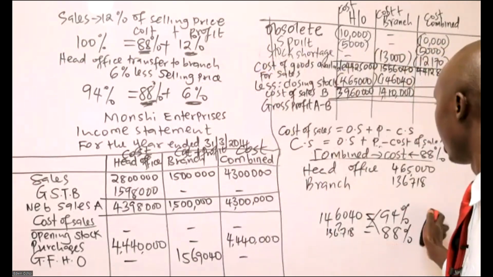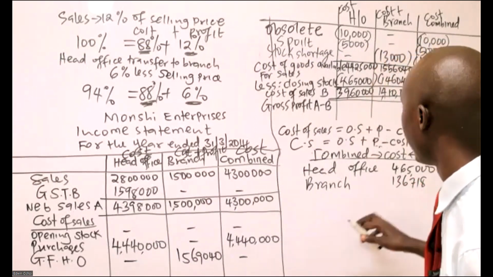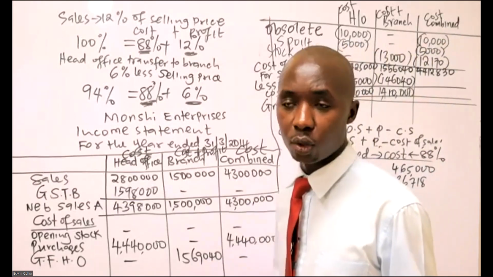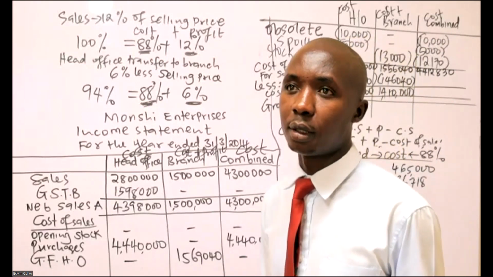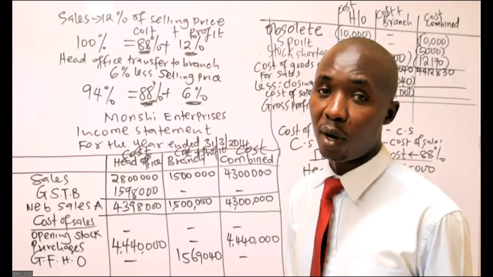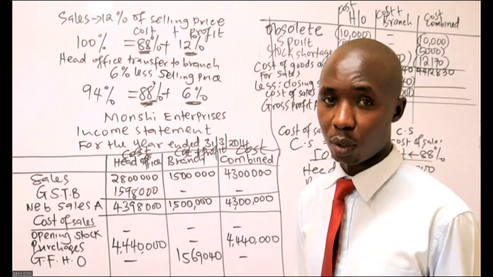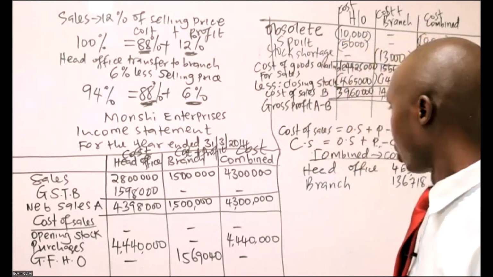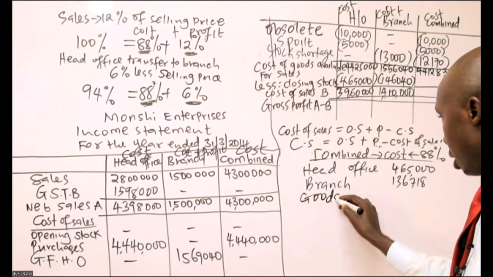Then another thing to appear here is the aspect of the goods which were in transit. Now they have to appear in the combined. You know that according to additional information number one, those goods were being sold to the public, and now they were dispatched by the head office to the branch, but they were received some few days after the end of the year. So the branch has not recorded them. So where are they supposed to be recorded? Under the combined. So we already determined the relevant figures for that.